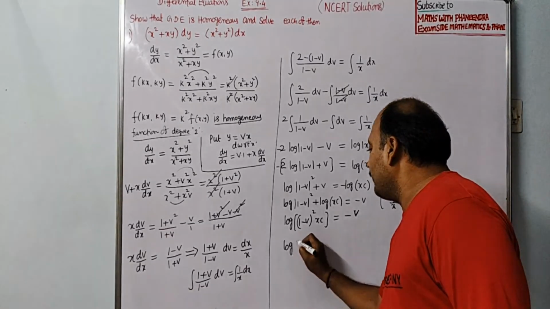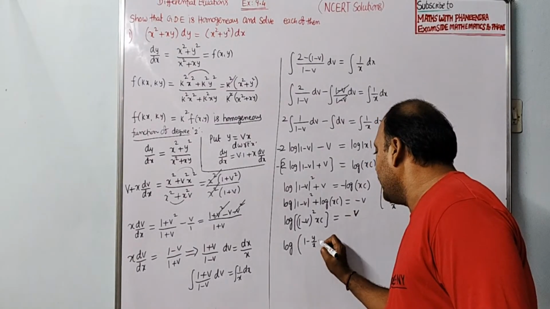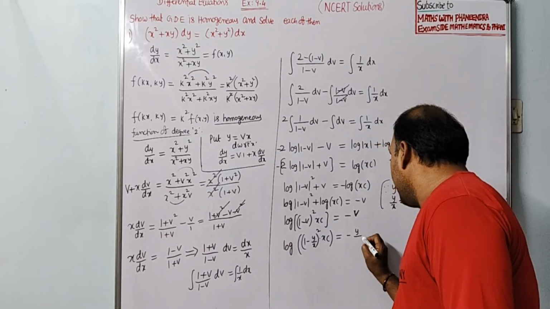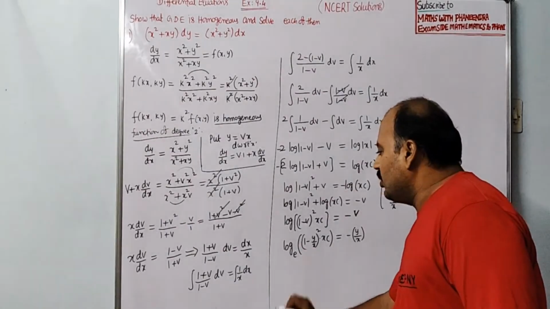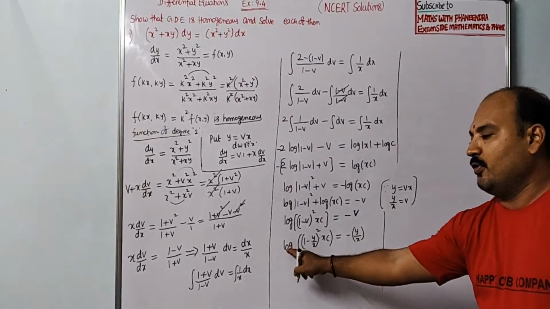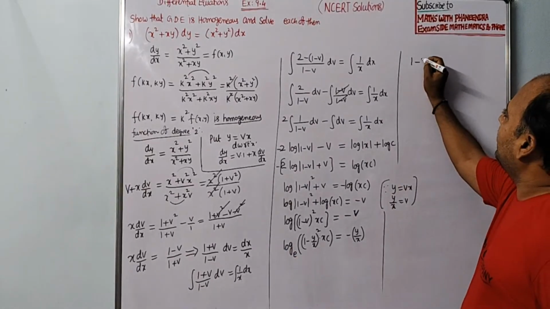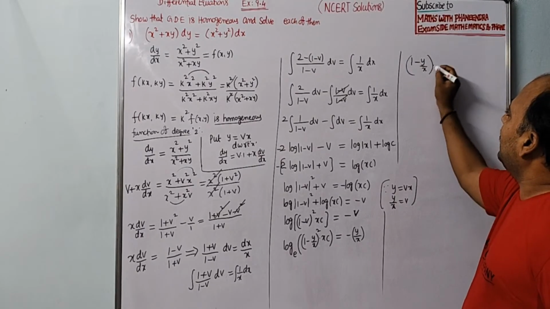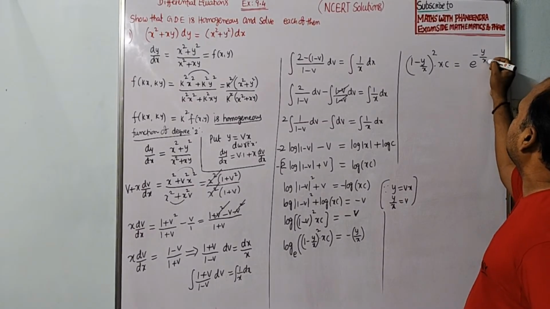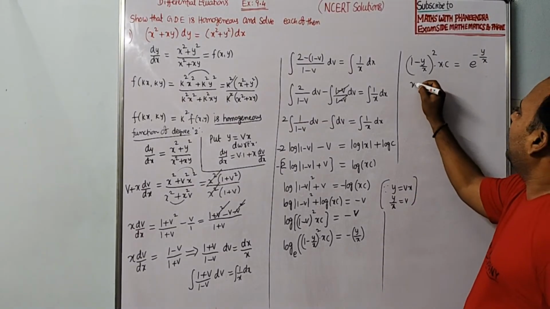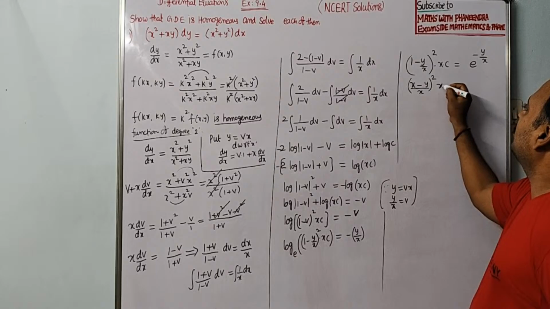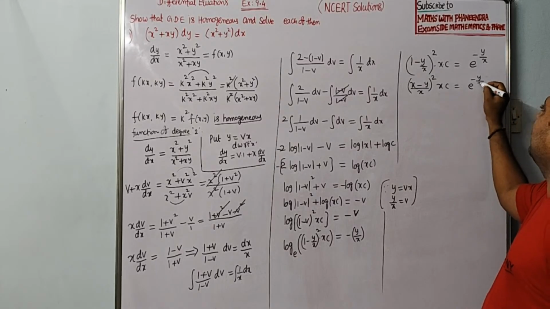So log of (1 minus y by x) whole square into xc is equal to minus y by x. It is base e only, dear students. If you remove this base, if you remove the logarithm, we will get 1 minus y by x whole square into xc equal to e power minus y by x. Am I right? Next here, (x minus y) by x whole square into xc equal to e power minus y by x.